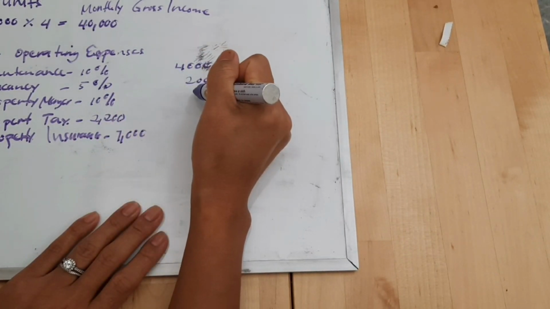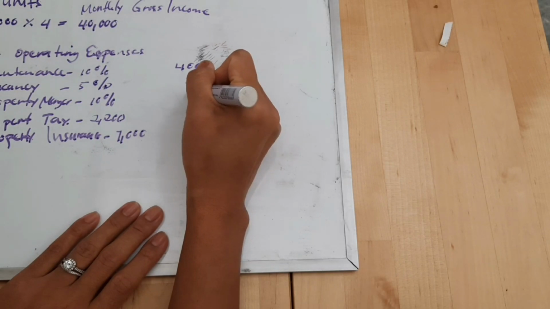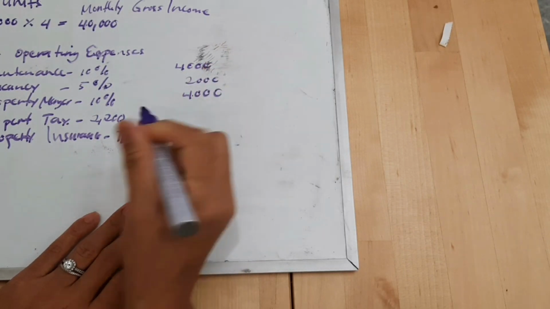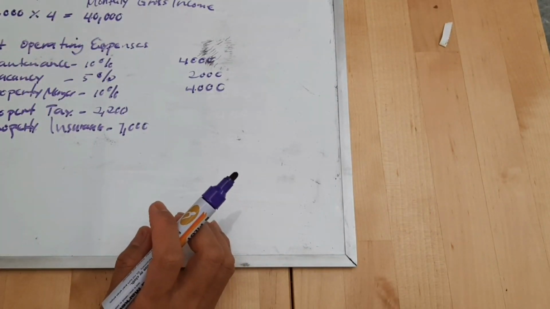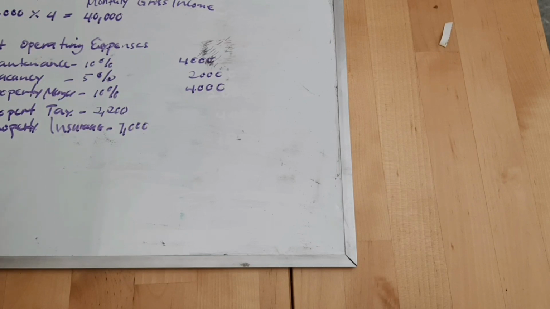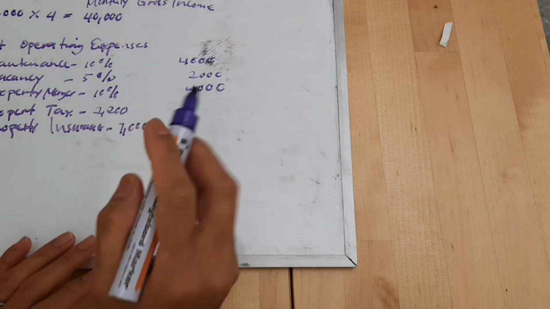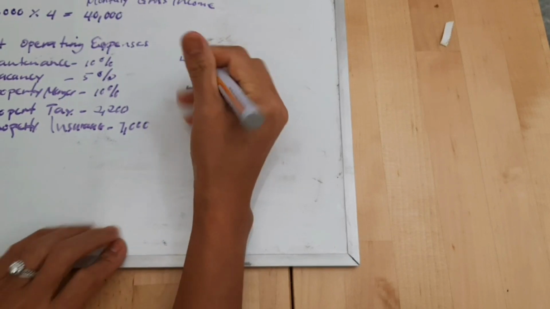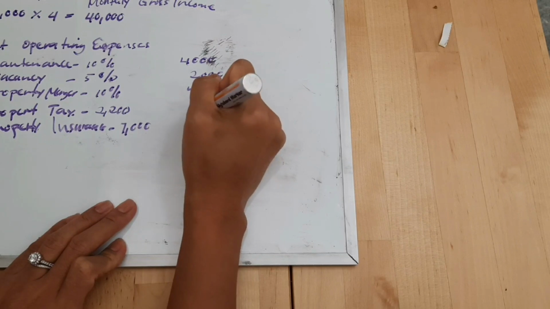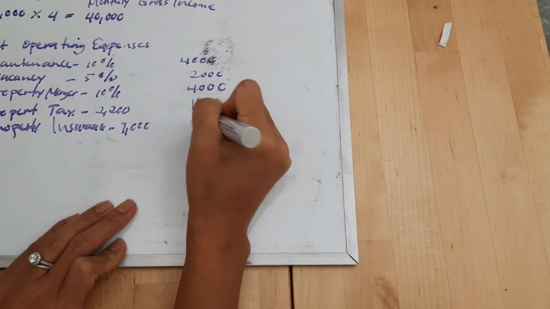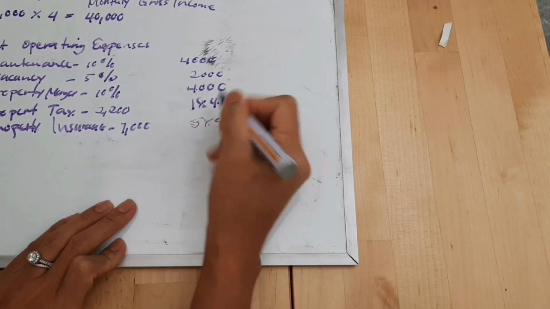10% again is 4,000. And then property tax, since you already know the yearly, you just divide it. 2,200 divided by 12 is 183.3, so let's just put 184. Your property insurance is 7,000, and 7,000 divided by 12 is 583.33, so let's just say 584.